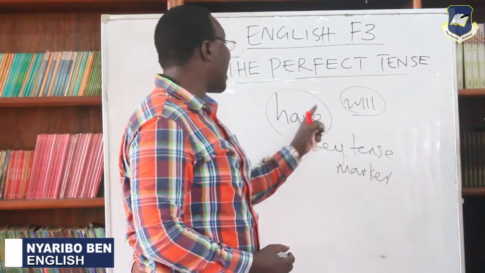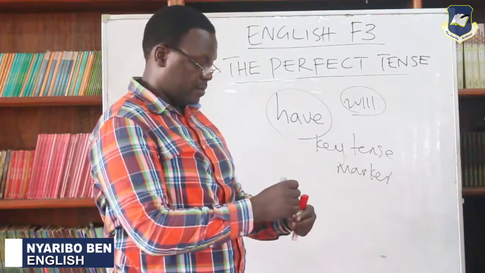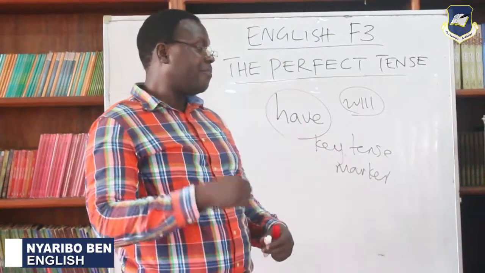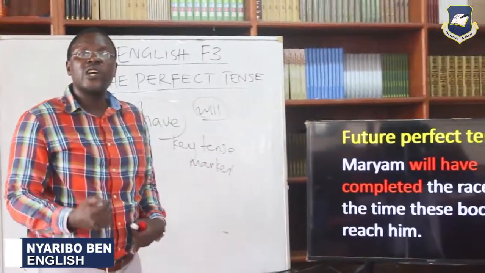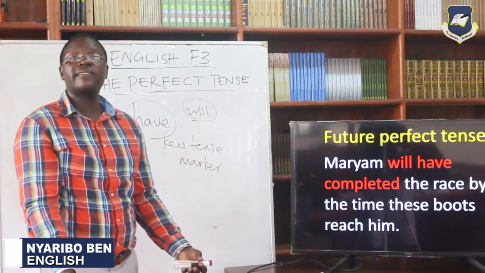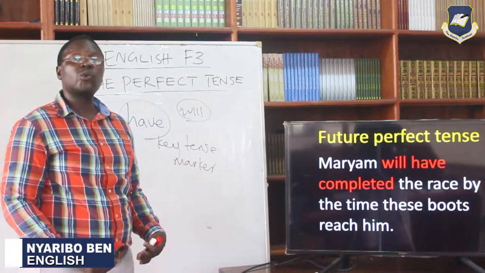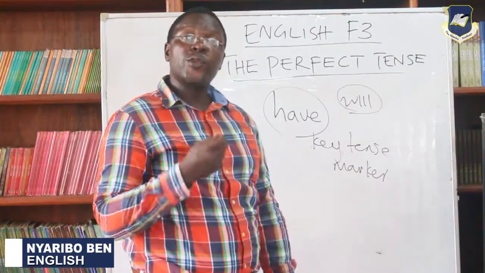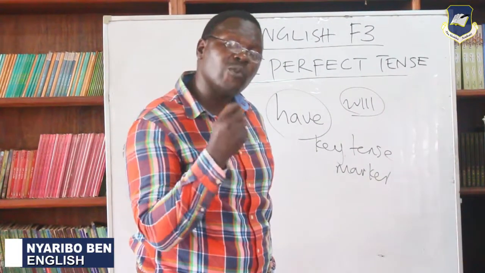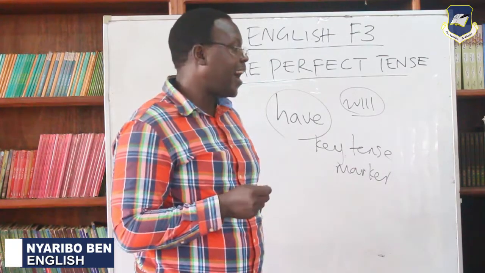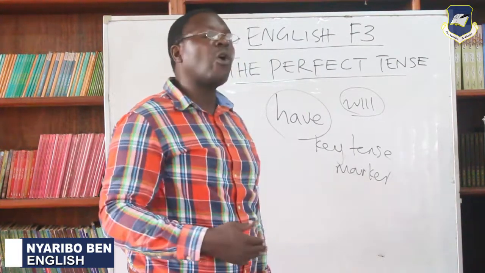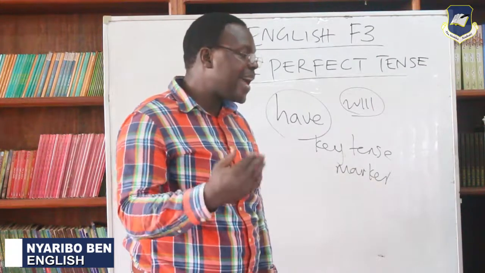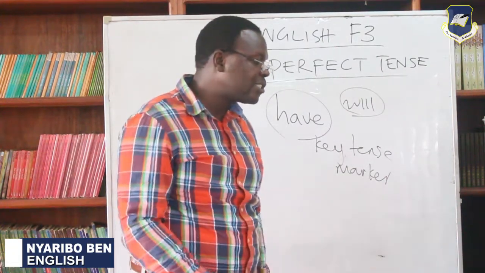So, Mariam will have completed the race by the time these boots reach him. Here is an athlete. He is going to run. You have the boots for them. Now, when you have the boots and they have not reached him, there is that fear that Mariam will have completed the race by the time these boots reach him.